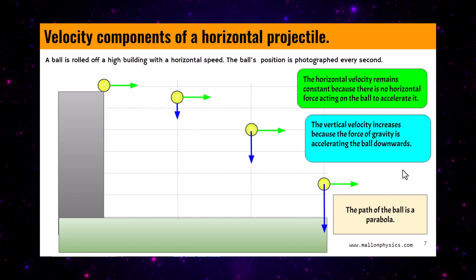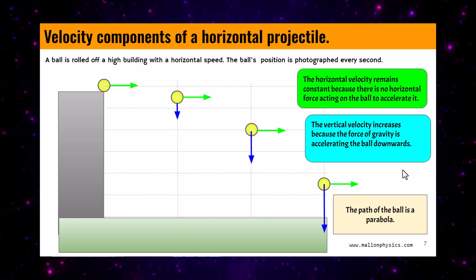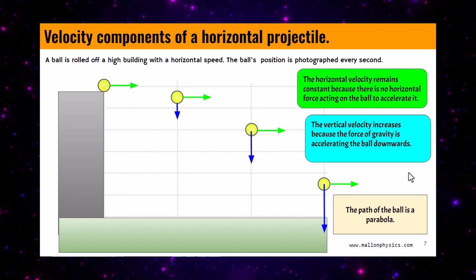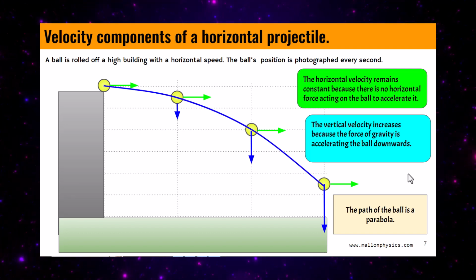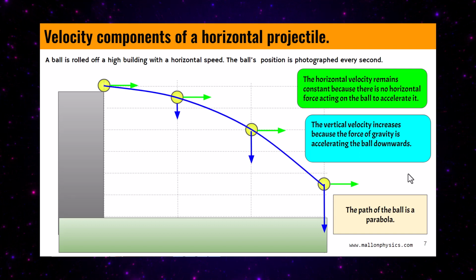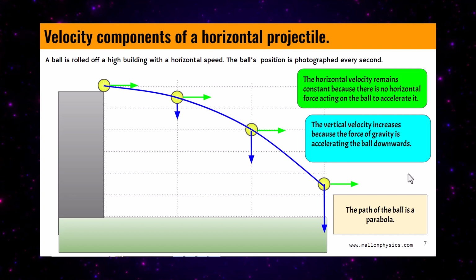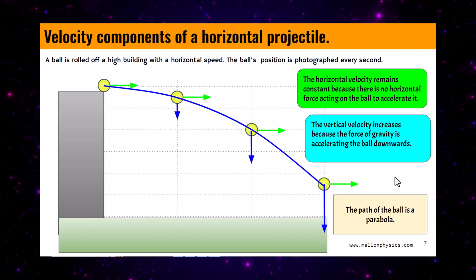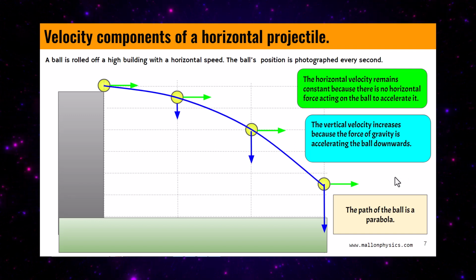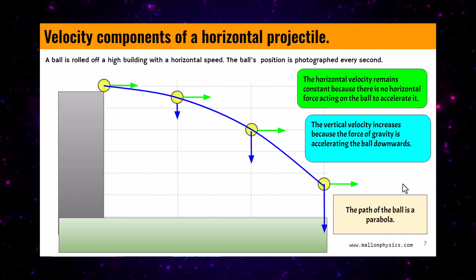Now the path the ball takes, this horizontal projectile as we call it, is a well-known path. It's called a parabola, and you can see it there. One of the most famous parabolas you can get in maths, and yet that's what happens when a ball is rolled off a table. The path of it is a parabola.